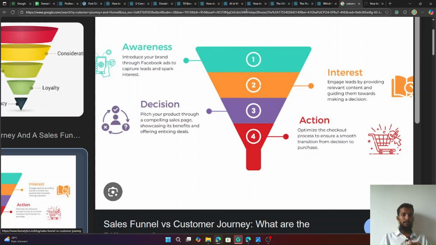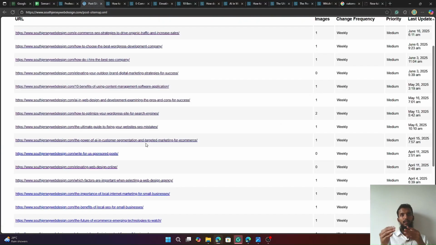So if you write something broad, like awareness or interest or decision-making content, that is your outer section. And when you link back from your outer section to your core section, that is the proper structure. But in their case, I don't see a proper structure, which one is the outer section, which one is the core section, and everything they're writing is for the core section: why web design, what is web design, what is local SEO, why do you need local SEO.